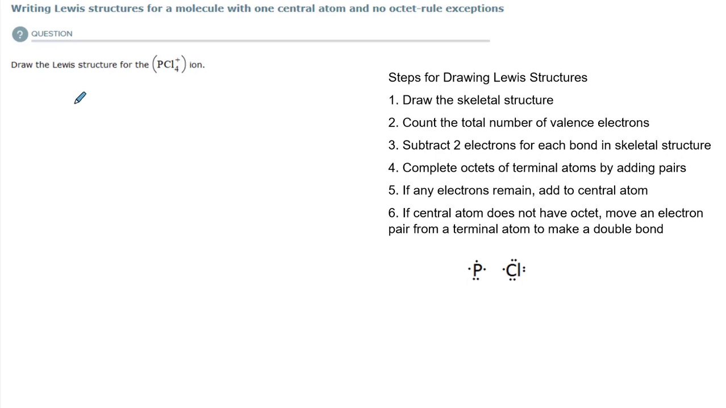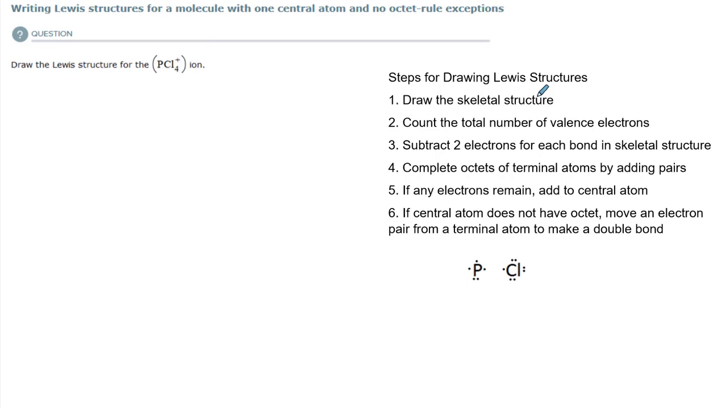So in this video we're going to go over how to draw a Lewis dot structure that obeys the octet rule. I'm following these steps over here off to the side, and depending on what your structure ends up working out to be, you may end up using all 6 steps or you may not. We're going to do this first for an ion, and the ion we're going to do is the phosphorus tetrachloride with a positive charge ion.